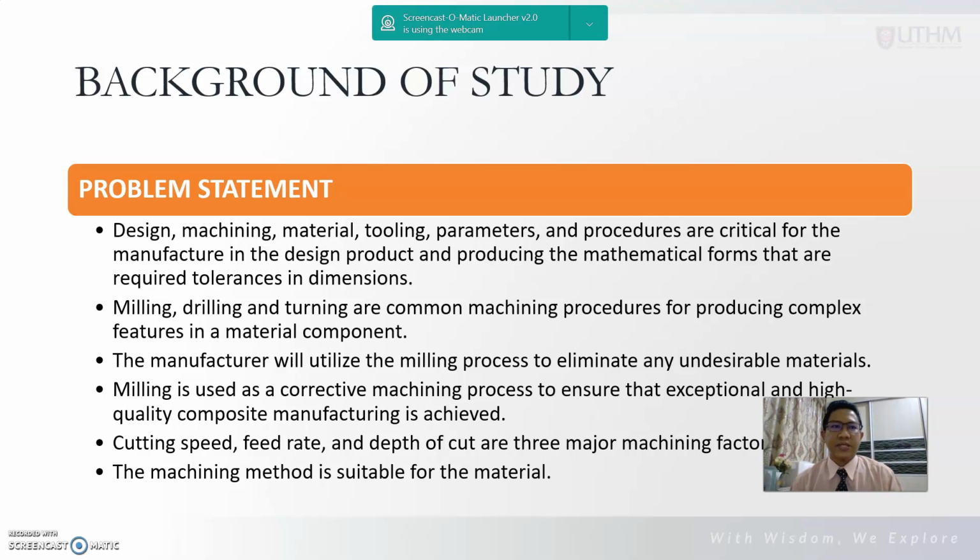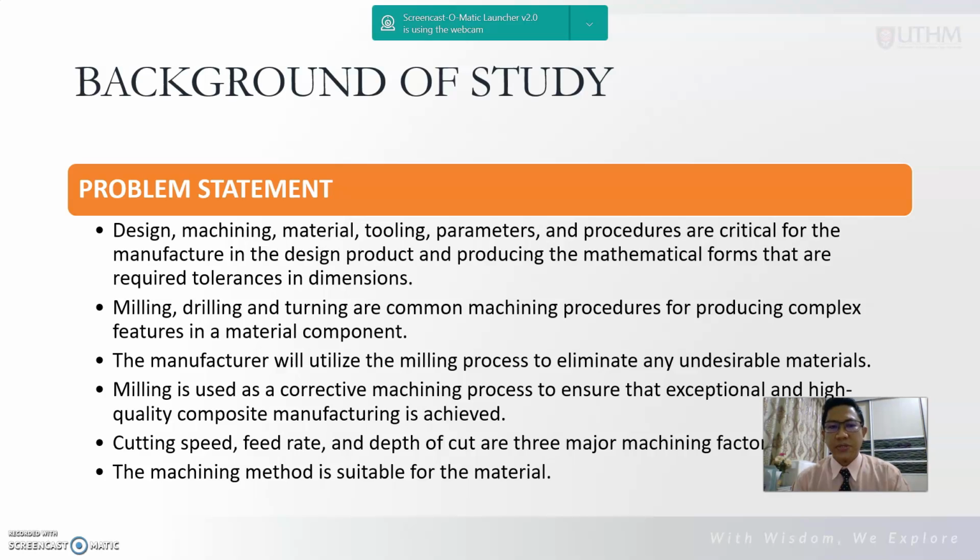Okay, background of the study. First, design, machining, material, tooling, parameter, and procedure are critical for manufacturing the designed product and producing the mathematical form that requires tolerance in dimensions. And milling, drilling, and turning are common machining procedures for producing complex features in a material component.